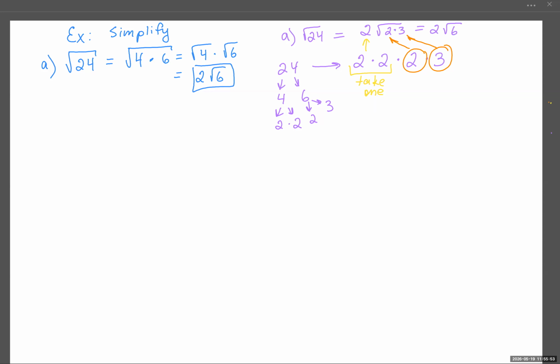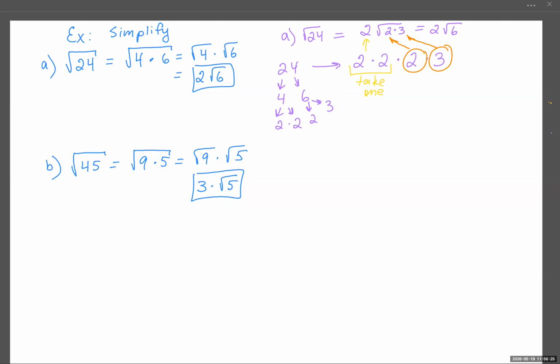So let's try this one more time. Square root of 45. 45 is 9 times 5. So it's the same as the square root of 9 times the square root of 5. Square root of 9 is 3. Square root of 5 gets rewritten. So that is the method where you're just breaking it up into something that is a perfect square.